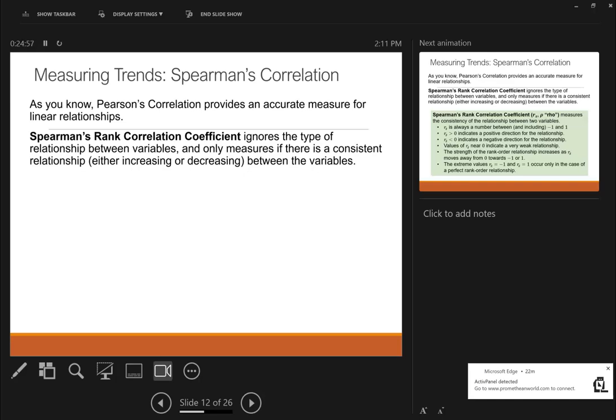So you have Spearman and Pearson, the two correlation coefficients. The Spearman coefficient ignores the type of relationship between the variables, so it's going to ignore form. It only measures if there's a consistent relationship between the variables, i.e., is it increasing or decreasing?